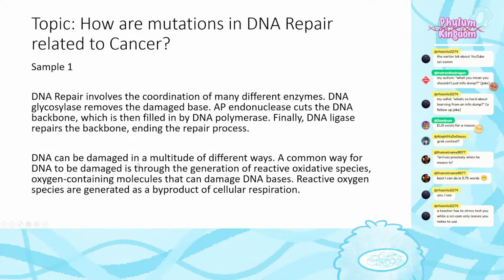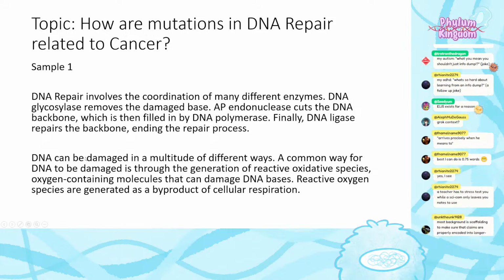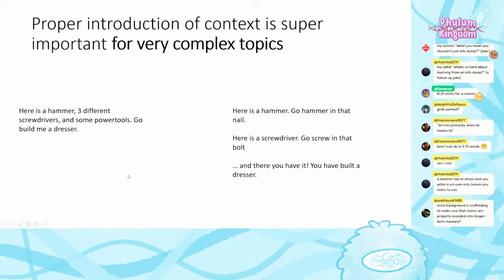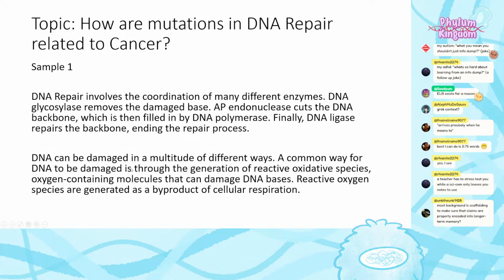DNA can be damaged in a multitude of different ways. A common way for DNA to be damaged is through the generation of reactive oxidative species, oxygen-containing molecules that can damage. Wait, hold on. Okay, I think I'm moving too. Let's see. Okay, yeah. Okay, so sorry. Let me do that one more time.